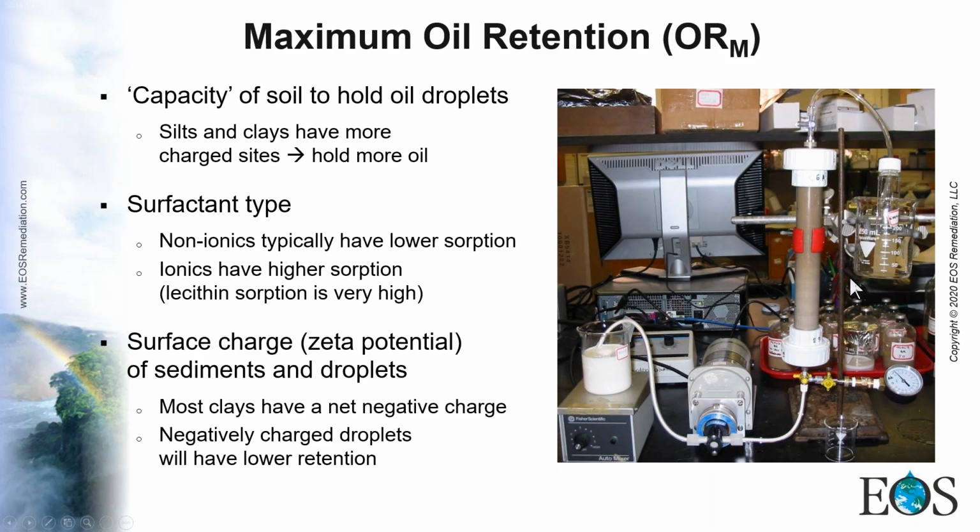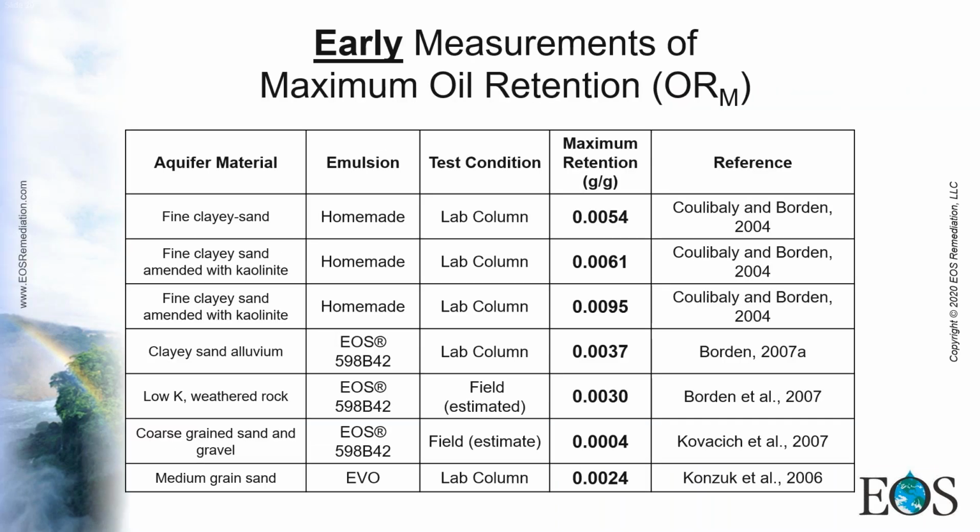And what we've seen is that, not really surprisingly, silts and clays hold more oil than sands. The non-ionic surfactants tend to have lower absorption than ionics. But the other thing we've recently seen is the zeta potential, and I'll talk about that in a minute. The emulsions we make are negatively charged. If the sediments are negatively charged, the oil droplets will be repelled by the sediment, and we can transport them farther before they're captured. I'll talk about that in a second.